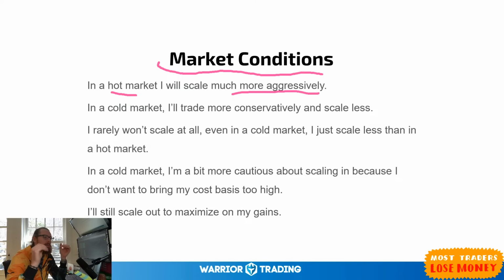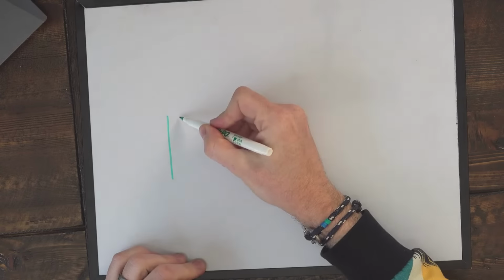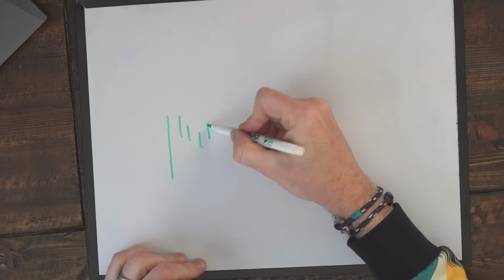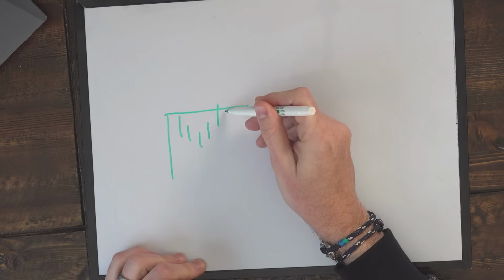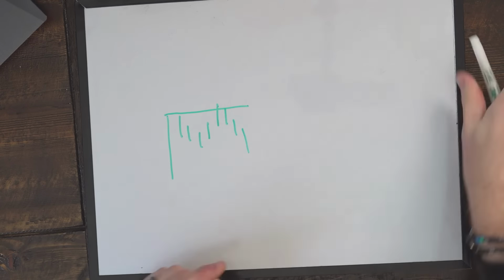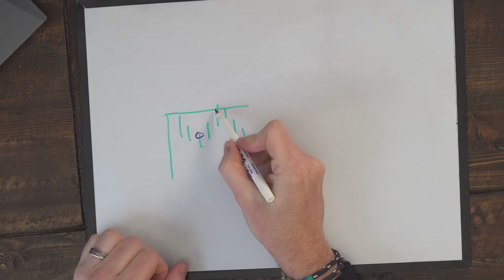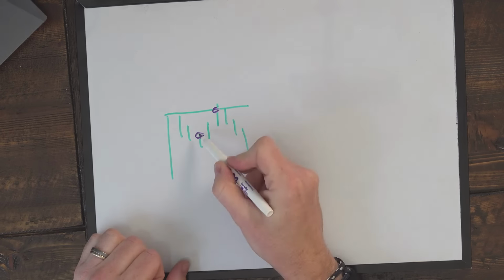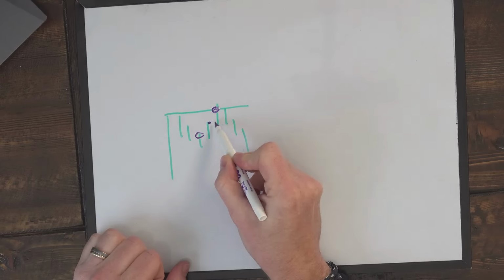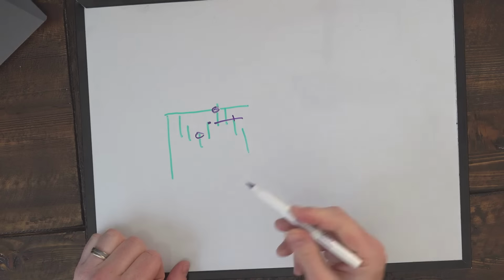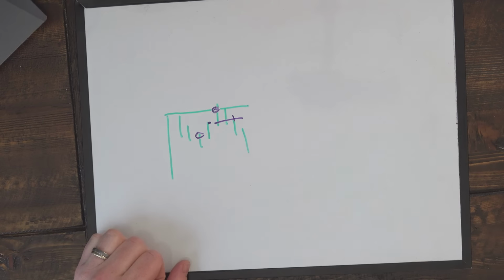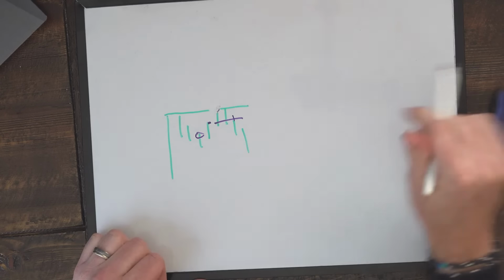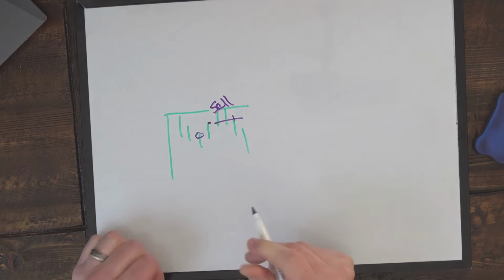So in a cold market, I'm a bit more cautious about scaling because I don't want to bring my average cost too high. What ends up happening quite a bit more during a cold market is we'll see a stock pop up, pull back a little bit, and then pop up again, but it'll do a double top and then reject, right? So adding here and taking profit here really is the right approach. Adding here and adding here, with cost basis here, you're going to keep getting stopped out at break even. After that happens a number of times, you start thinking, you know what, the market's feeling a little cold. Instead of adding right there, I'm just going to go ahead and sell it. And that's the right move.